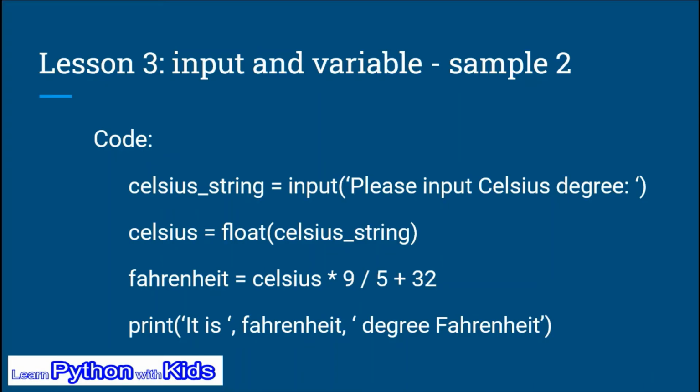Let's improve the code a little bit. We can use two variables to make the code easier to read. The first line, we get the input and put it in the Celsius string variable. Then in the second line, we use the float function to convert the Celsius string to Celsius as a number. Then we do the calculation and output the result. I guess it all makes sense now. Great. Let's check another story.